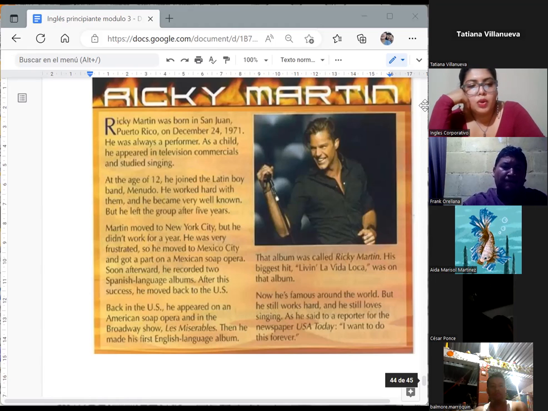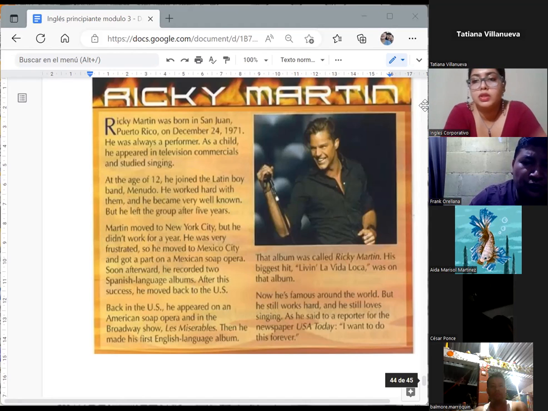Soon afterward, he recorded two Spanish language albums. After this success, he moved back to the U.S. Back in the U.S., he appeared on an American soap opera and in the Broadway show Les Miserables. Then he made his first English language album. That album was called Ricky Martin. His biggest hit, Living La Vida Loca, was on that album. Now he's famous around the world, but he still works hard and he still loves singing. As he said to a reporter for the newspaper USA Today, I want to do this forever.